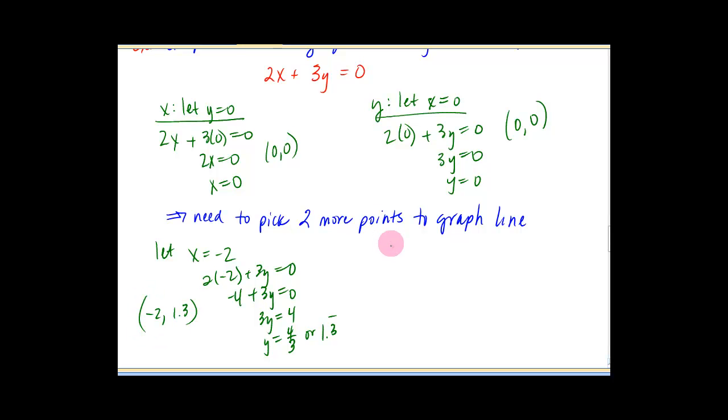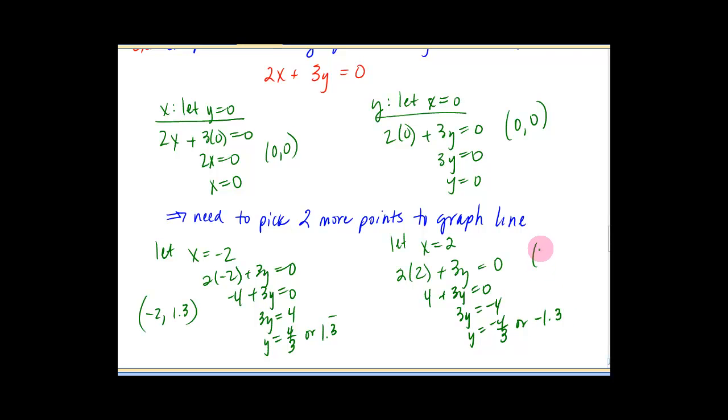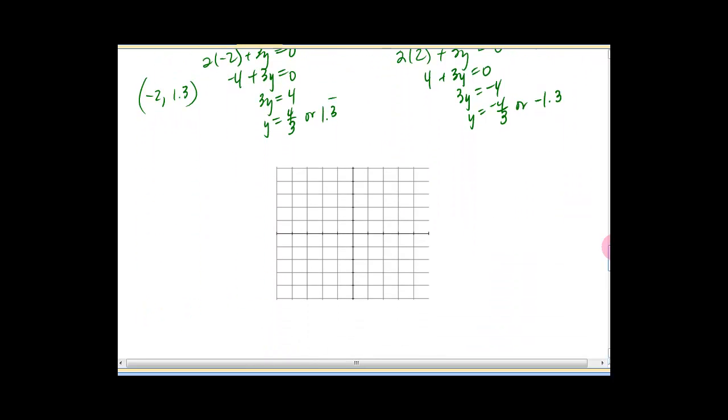Okay, now let's let x be equal to a positive 2. And I'm going to plug positive 2 back into that equation. 2 times 2 plus 3y is equal to 0. So 4 plus 3y equals 0. 3y is negative 4. Y is negative 4/3, or negative 1.3. So my next point would be 2, negative 1.3. Okay? So I have 1, 2, 3 points that I can use to plot on my graph down here.